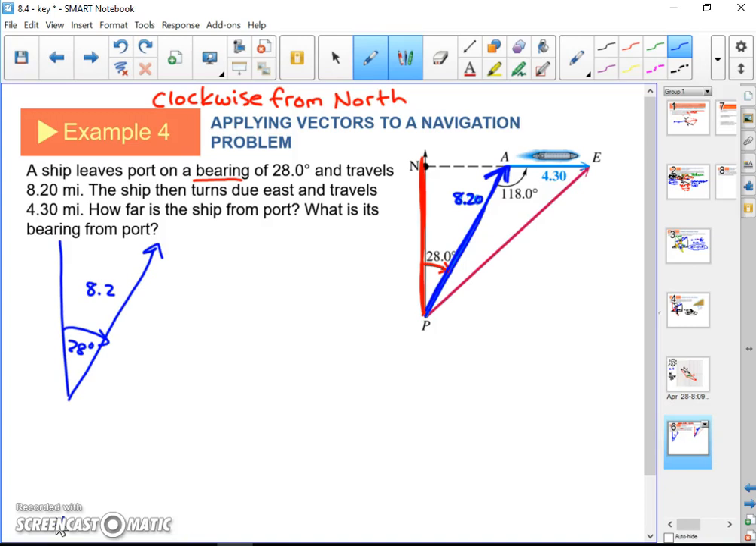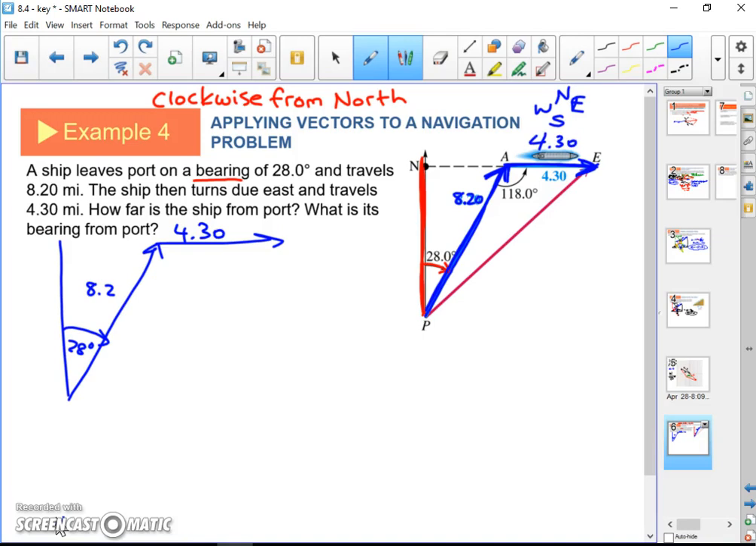Then the ship turns due east, so it's going to start going due east. That's that way, right? North, east, south, and west. It travels due east for 4.3 miles. So let's use their picture. Due east, 4.3 miles. How far is the ship from port?